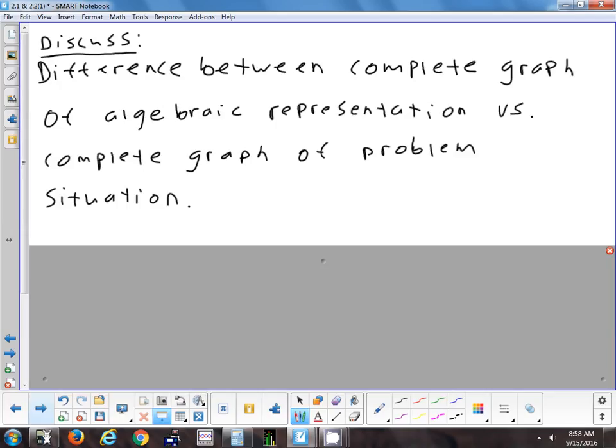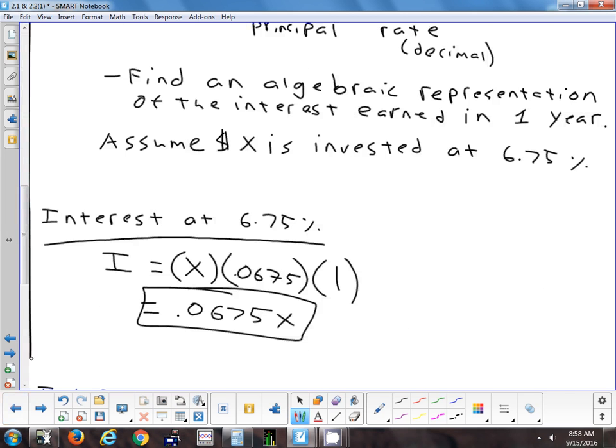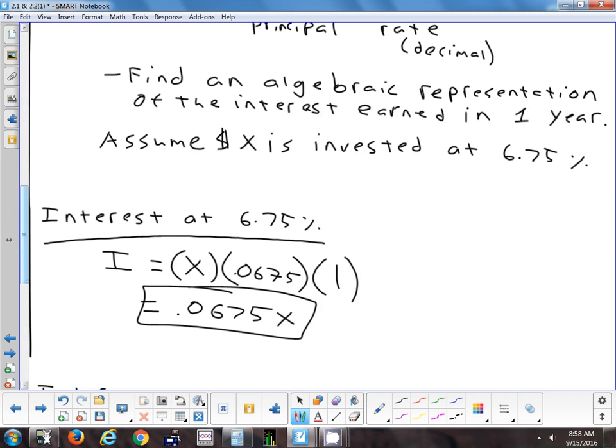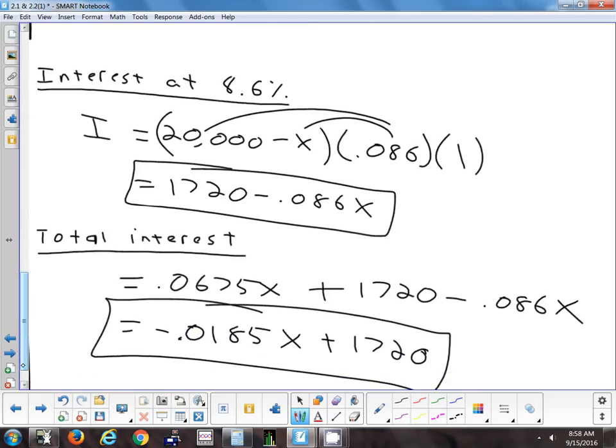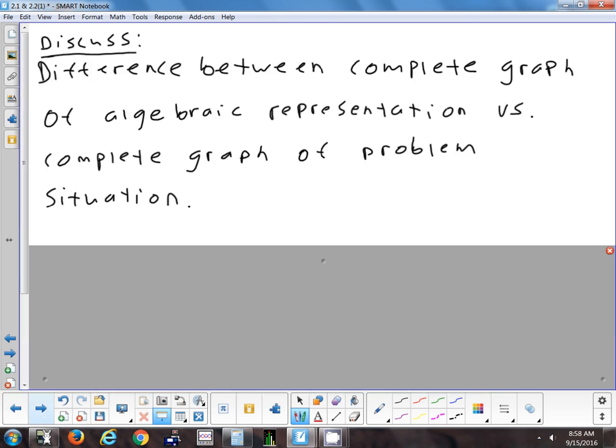There are also other restrictions, like x in this problem can't be bigger than what? There's an upper limit on x. What is it for this last problem? What's that upper limit on x here? Right. You can't invest more than he has. So even though I could plug in 50,000 and get an answer, it's not going to come out undefined. It doesn't make sense in this problem.